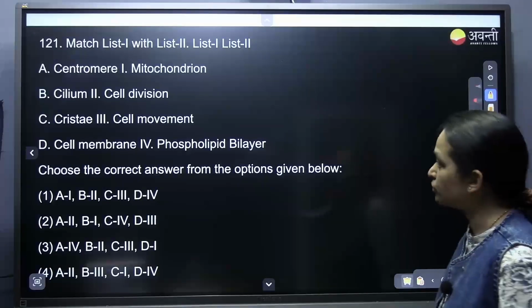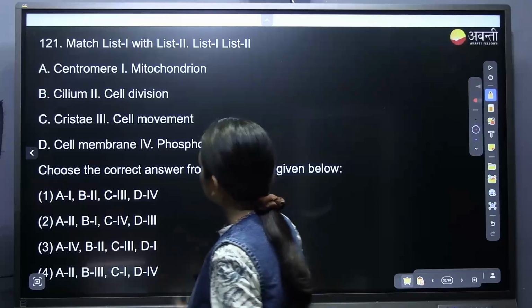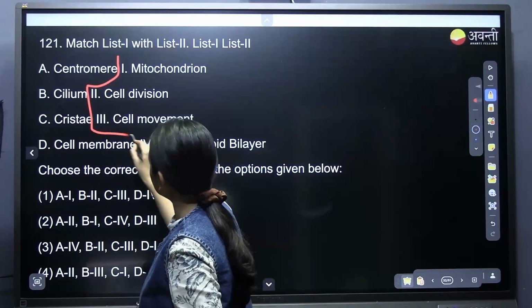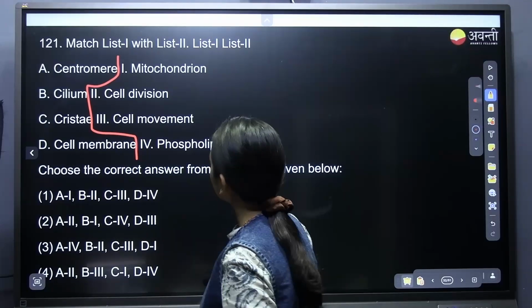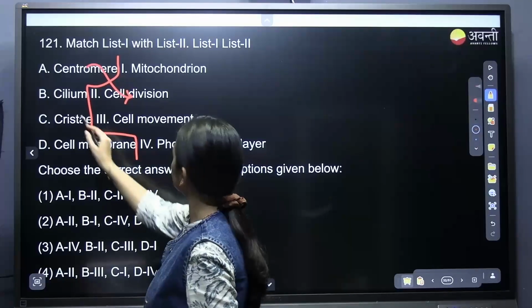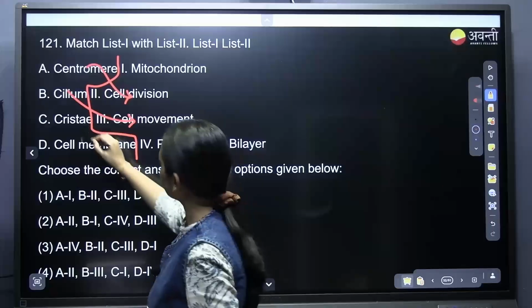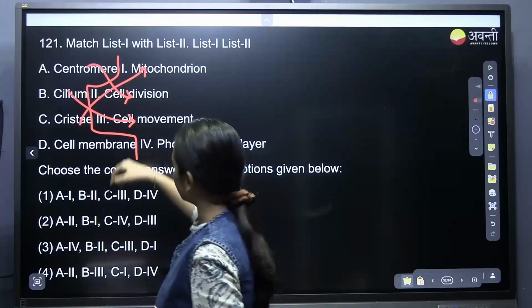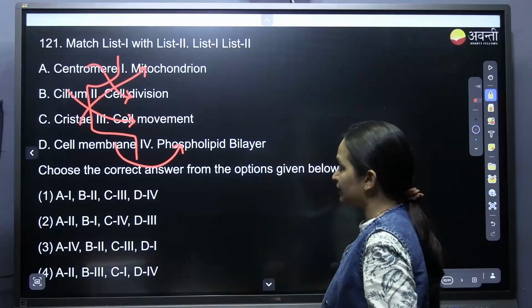Match list 1 and 2. Okay. Centromere. So here is the thing, there is a misalignment. Centromere: cell division. Centromere does the cell division. Cilia: Cilia for the cell movement. Cristae: Mitochondria. Cell membrane: Phospholipid. I am really sorry for the misalignment here.